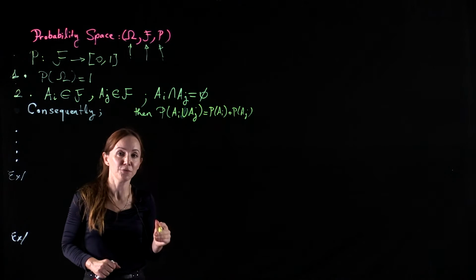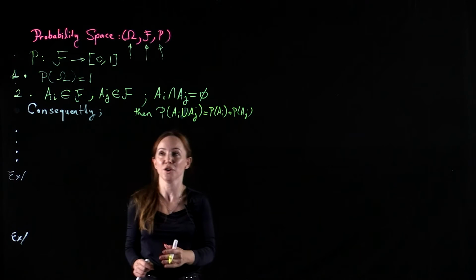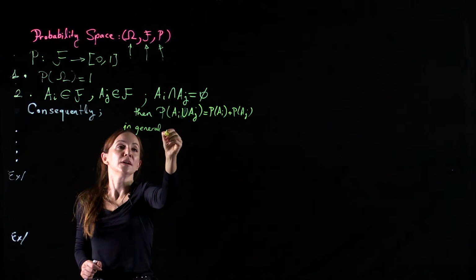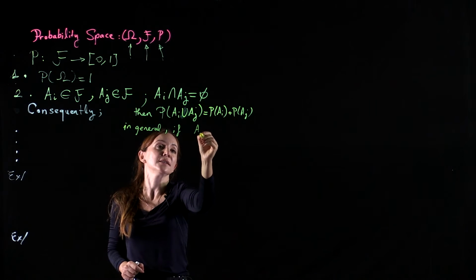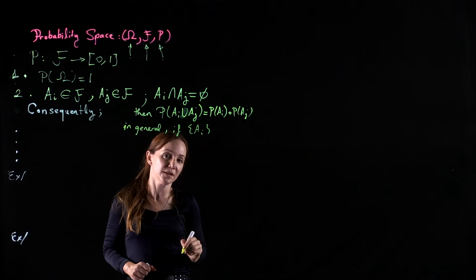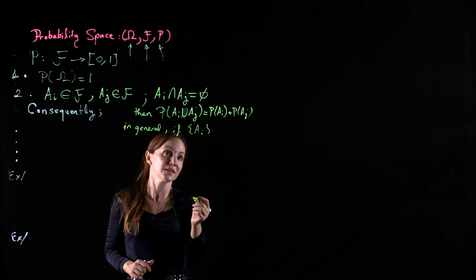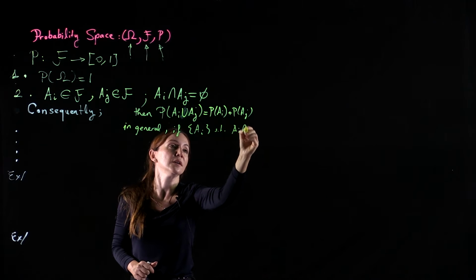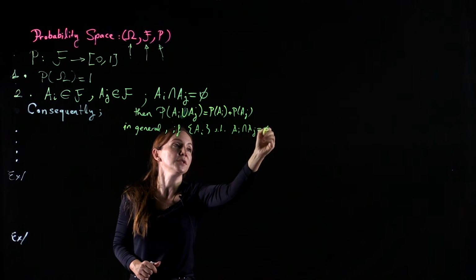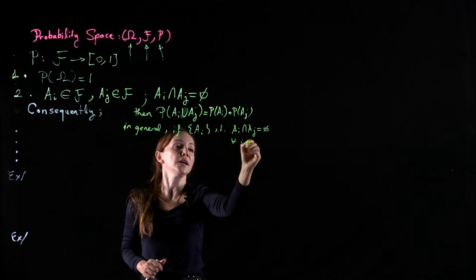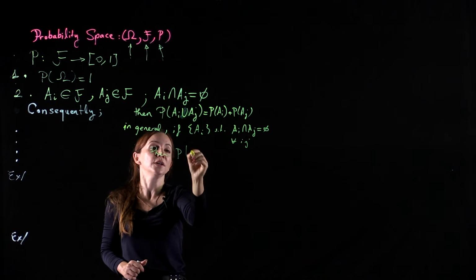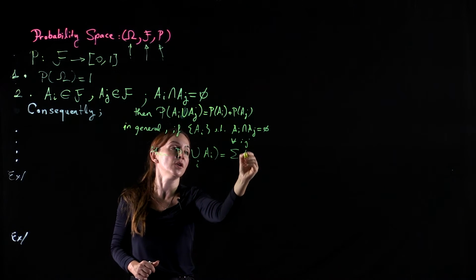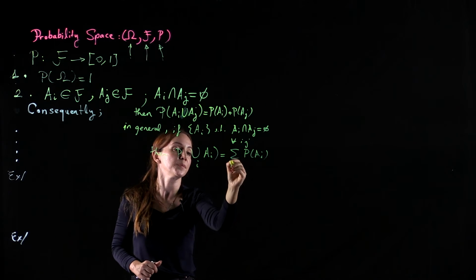In general, if we have an infinite sequence of sets in F, so in general, if we have a sequence of sets that are disjoint, A_i intersection A_j is empty for all i, j, then the probability of the infinite union is the sum of probabilities.